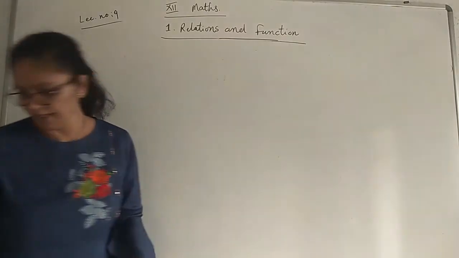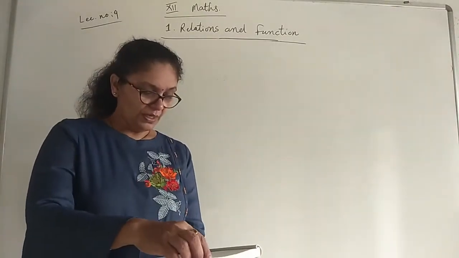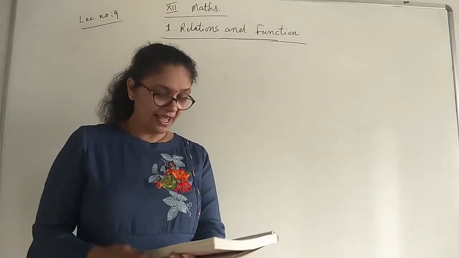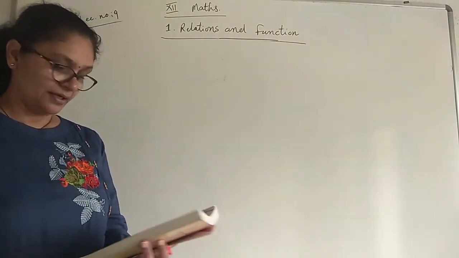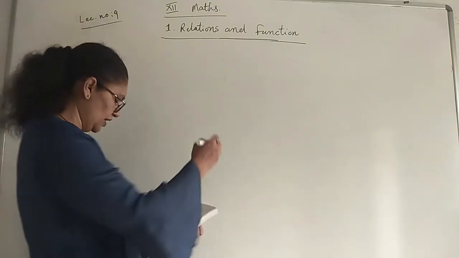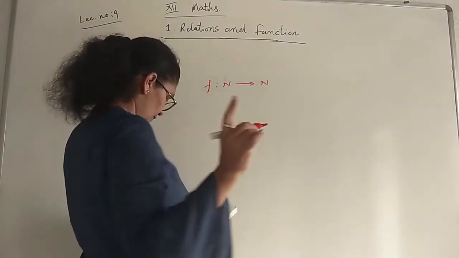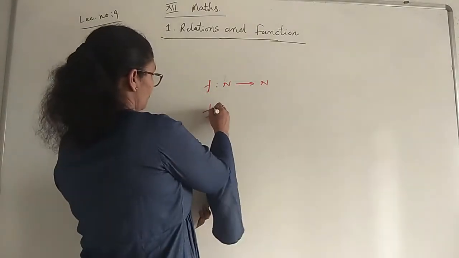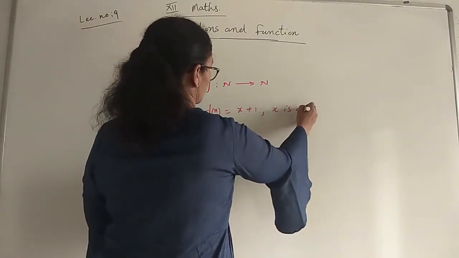Now let's take another question. This one we have already discussed as an explanation part. So now the 12th one. f from N to N is given and your term is mentioned that x plus 1 for odd numbers and x minus 1 for even numbers. Okay, the function is mentioned from N to N. First you have to remember that, and what is given? x plus 1 for x is odd.